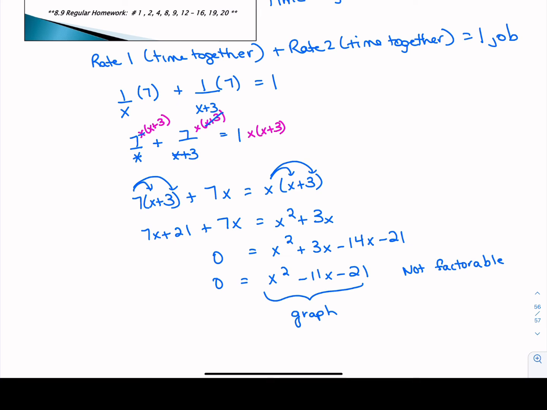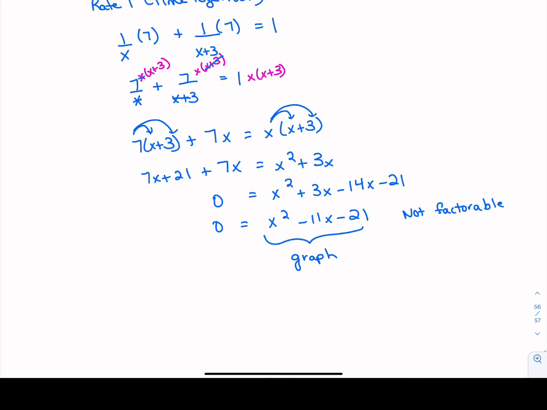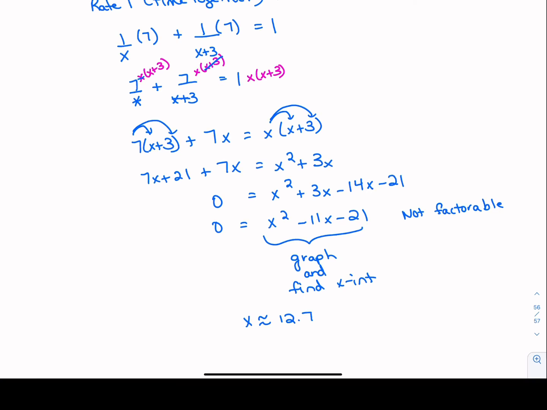I'm just going to skip ahead and say if we graph it and we find x-intercepts, so again, graph and find, you're going to find 2 x-intercepts in this case. One of those intercepts is going to be at approximately, now we have to use decimals here because we don't have an exact solution, so x is going to be approximately 12.7 as one of your solutions. Now the other solution you get, or the other x-intercept you find when you graph, is approximately negative 1.7.